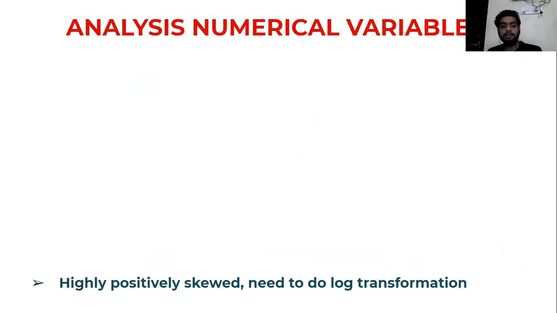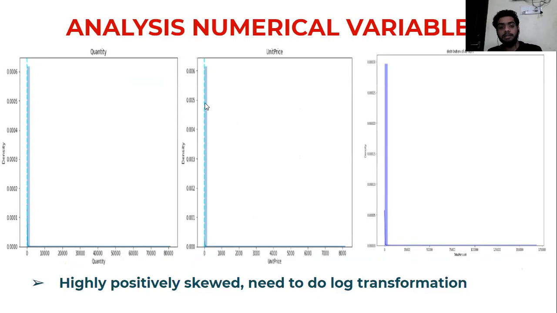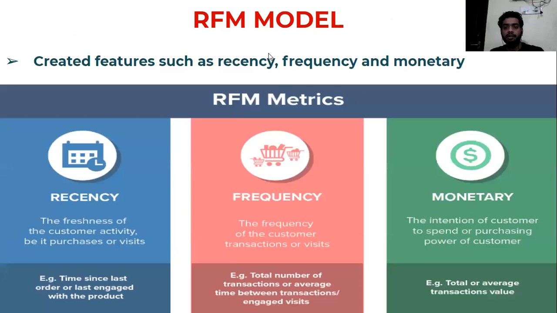So next is our analysis of numerical variables. The numerical variables largely present are quantity, the amount of product the customer buys, and the unit price. And we create a new variable, the total amount, which is basically the quantity times unit price. Here we can see that these plots are highly positively skewed, so we need to transform them through a log transformation.